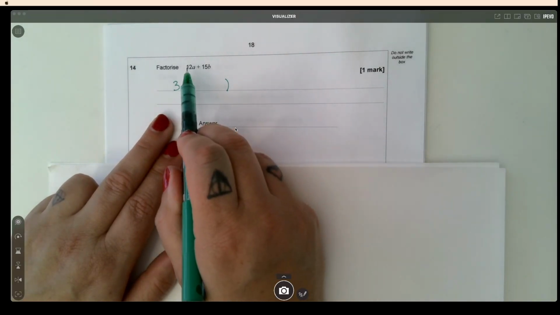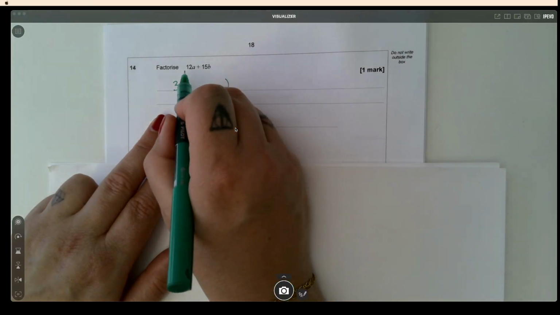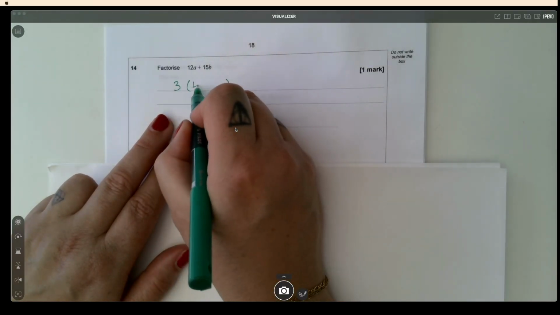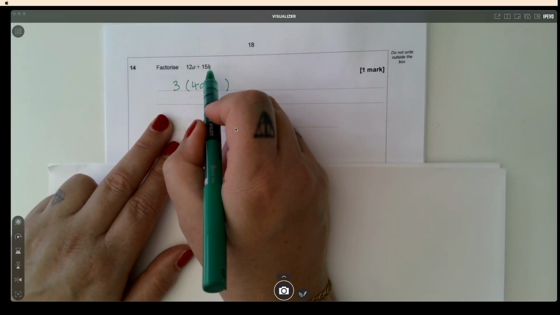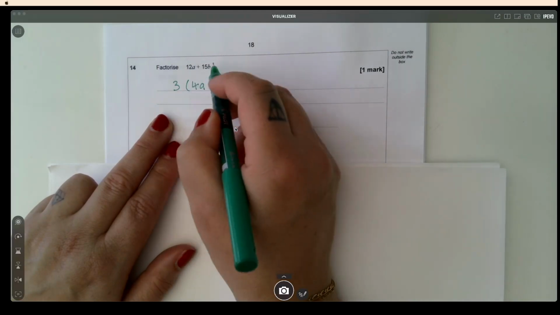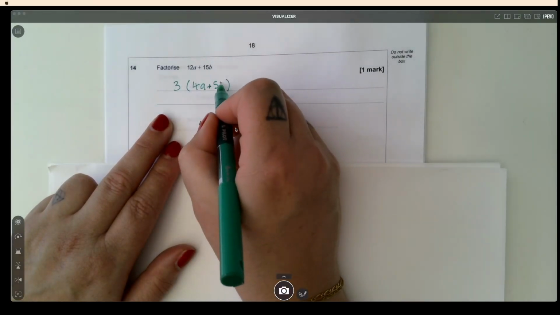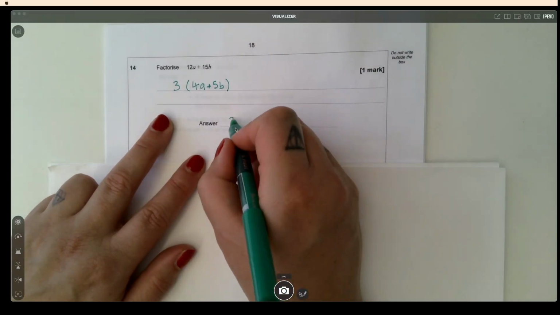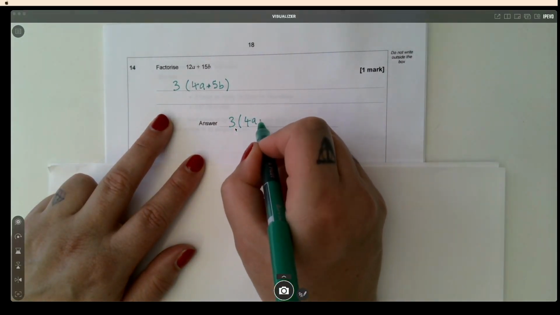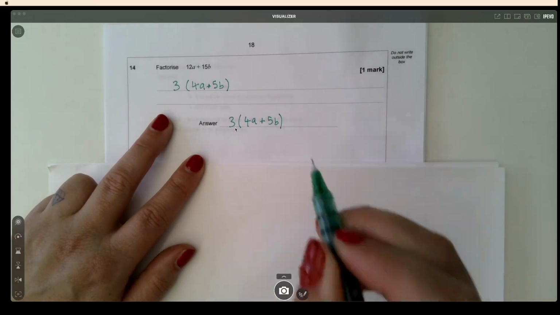And now I need to divide each of these terms by 3. So 12a divided by 3 would leave me with 4a. 15b divided by 3 would leave me with 5b. So that is my answer: 3, and then in brackets 4a plus 5b.